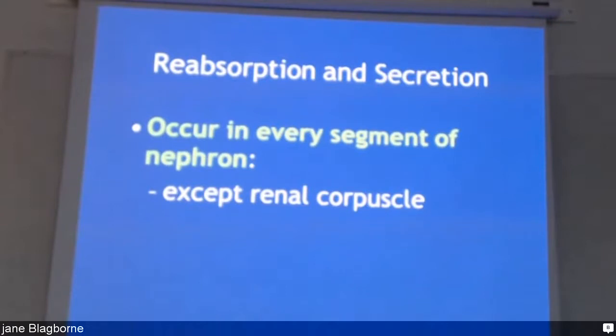Reabsorption and secretion occur in every segment of the nephron, except the renal corpuscle. Okay, that's the only exception.